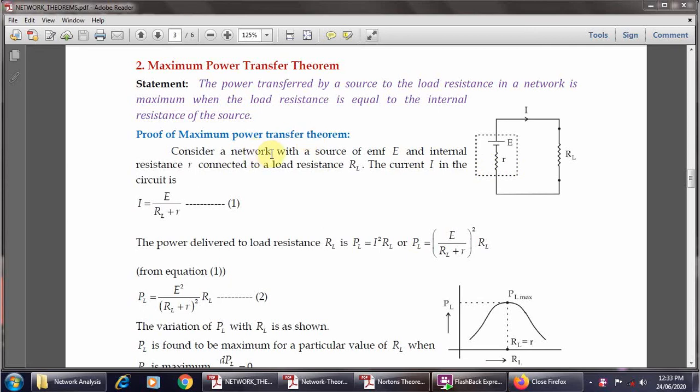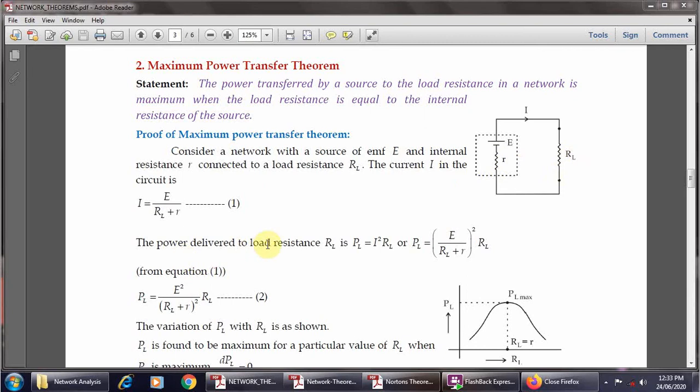Consider a network with a source of EMF E and internal resistance R connected to the load resistance RL. Then the current I in the circuit is given by the total current I, which is equal to E upon RL plus R. And the maximum power is delivered if the value of R is equal to RL.